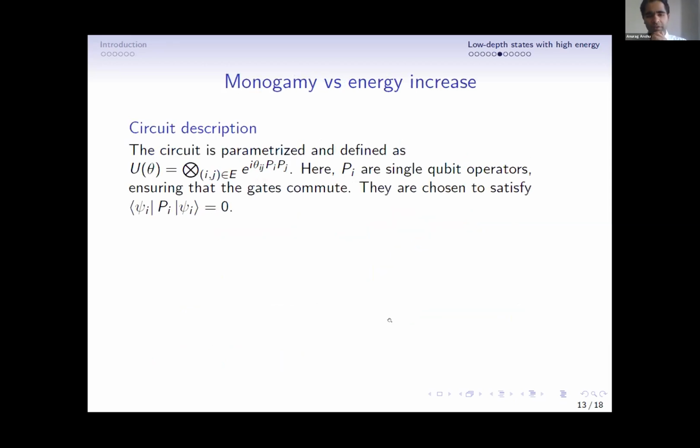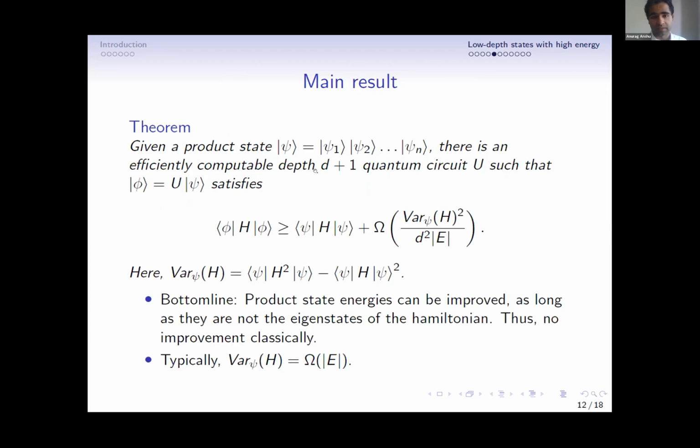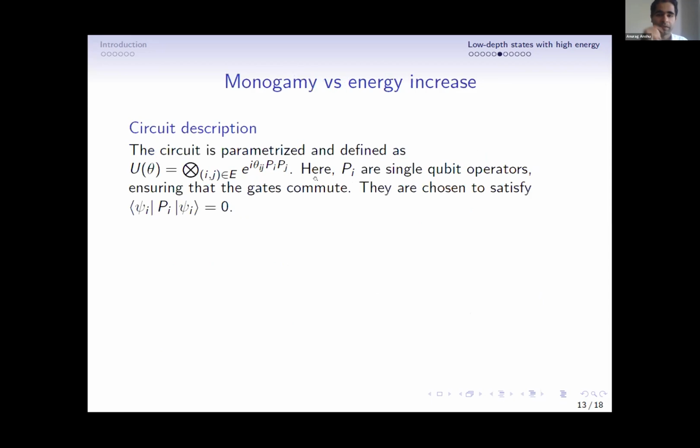The intuition behind the theorem is very quantum, so I'll spend some time trying to highlight where the improvement comes from. But let me first tell you what the circuit looks like. The circuit has a very simple form. As I mentioned, it's a depth d+1 quantum circuit. So if d is a constant, it's low depth, it's a trivial state, and we expect d to be constant in most interesting scenarios.